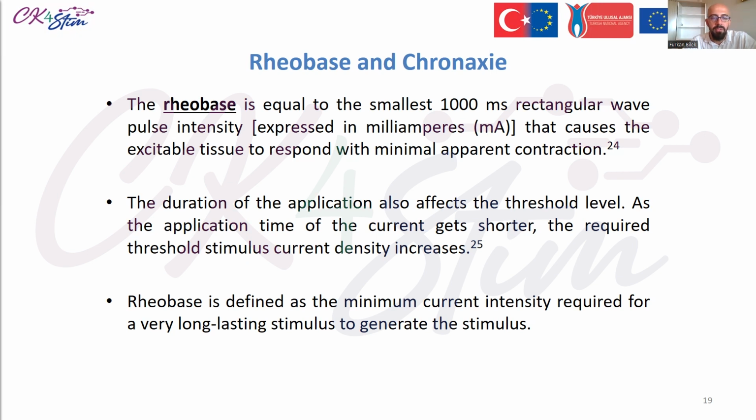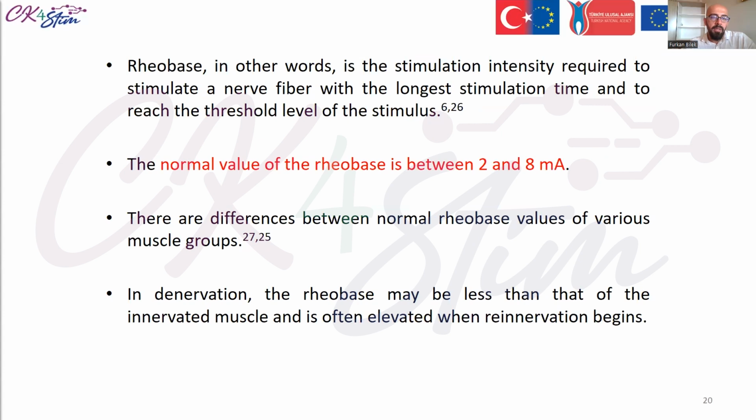Duration of the application also affects the threshold level. As the application time of the current gets shorter, the required threshold stimulus current density increases. Rheobase is defined as the minimum current intensity required for a very long-lasting stimulus to generate a response. Rheobase, in other words, is the stimulation intensity required to stimulate a nerve fiber with the longest stimulation time and to reach the threshold level of the stimulus. The normal value of the rheobase is between 2 and 80 milliampere.